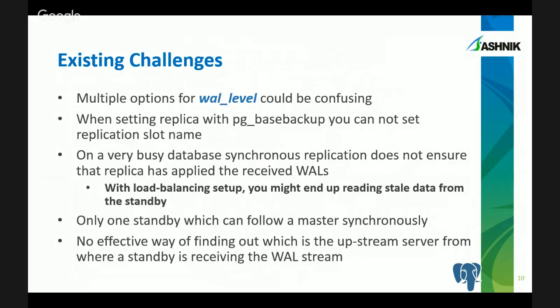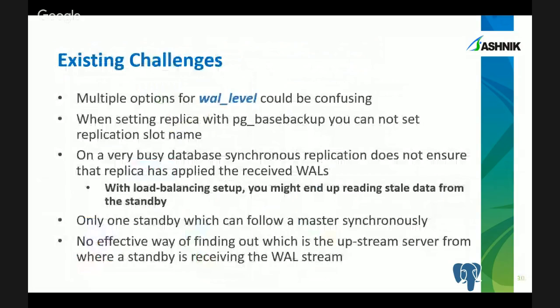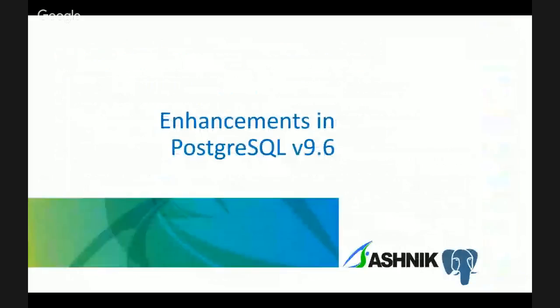There is no effective way of finding out which is the upstream server, especially in a setup like this. If you want to find out which is the upstream server from where the WAL receiver is receiving the WAL stream, it is very difficult. The only way so far is to find it out from recovery.conf, and it has its own flaws.